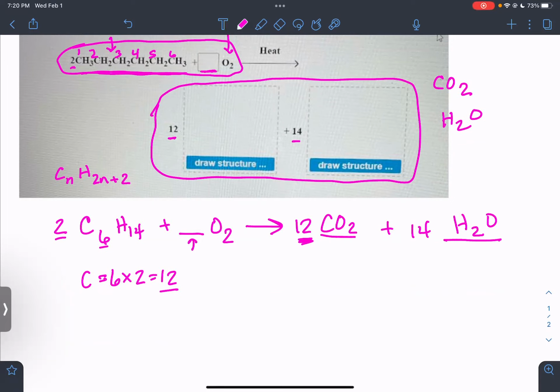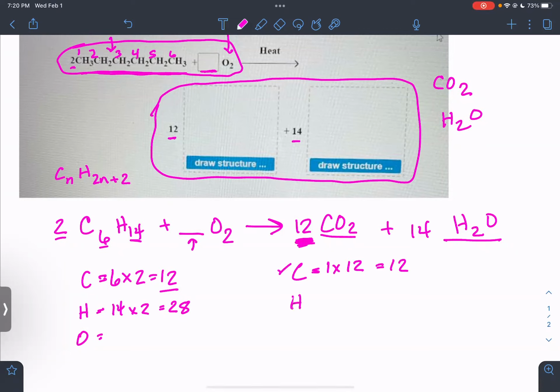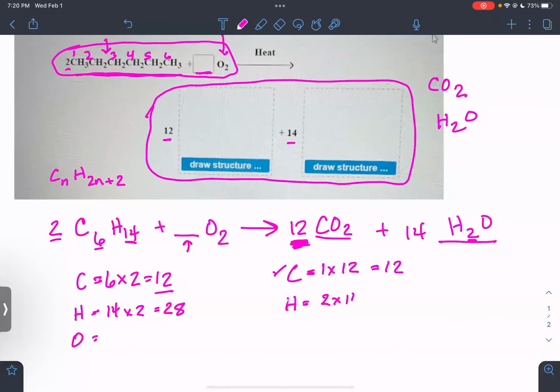All right, so let's make sure. Let's do our hydrogen. Our hydrogen over here, we have a subscript of 14. So 14 times 2, that's 28. And then oxygen, well, we can't do that quite yet. So let's go and do the other side. Let's make sure we're balanced. Carbon, we have a subscript of 1, even though we don't write it. So that'd be 1 times my coefficient, which is 12. That gives me 12. So my carbon's balanced. That's good. Now hydrogen's over here. So we have a subscript of 2. 2 times 14 is 28. So my hydrogen checks out.